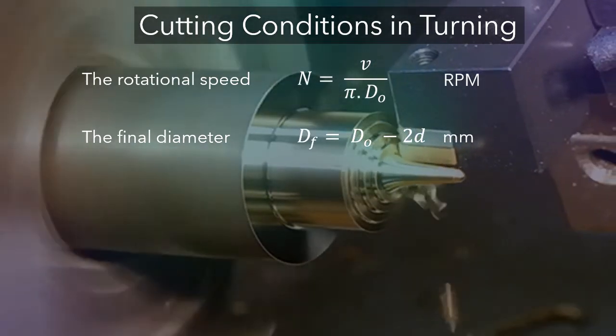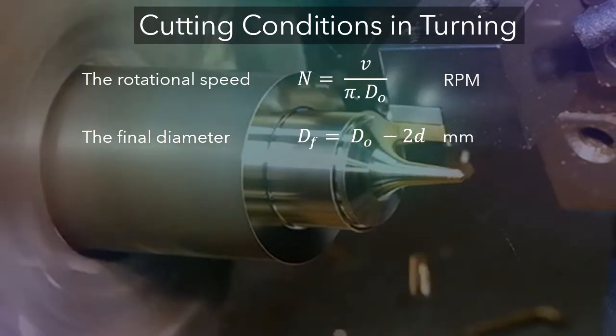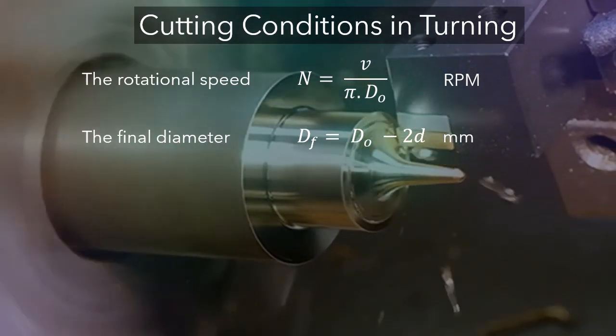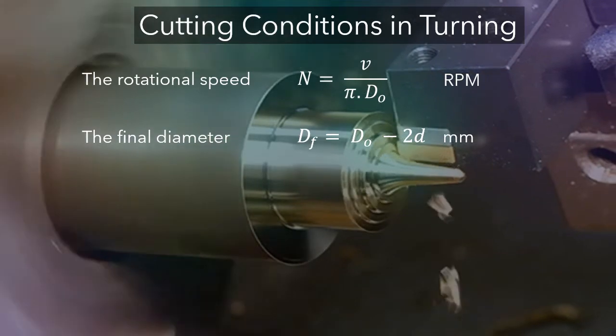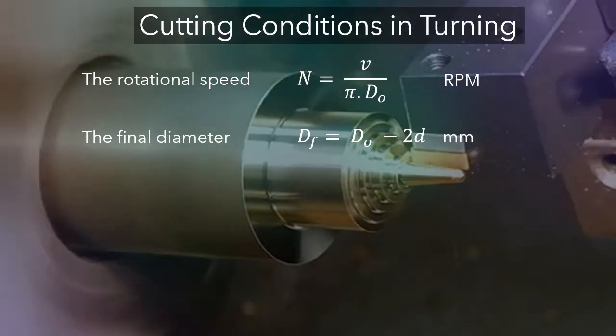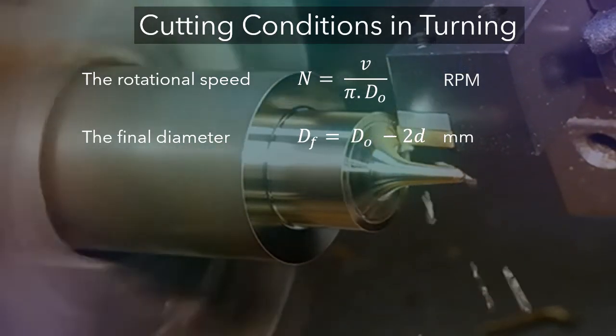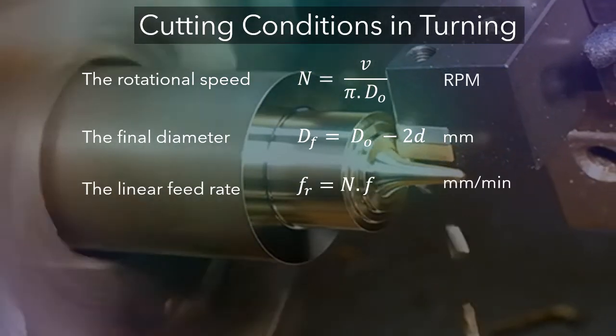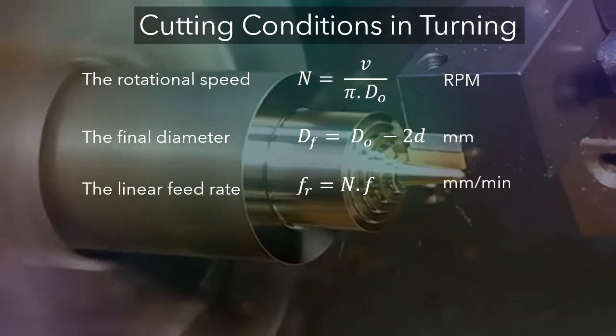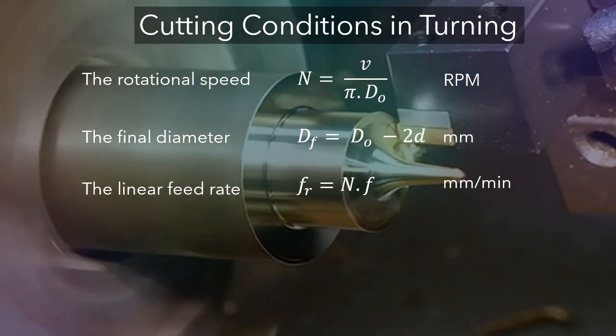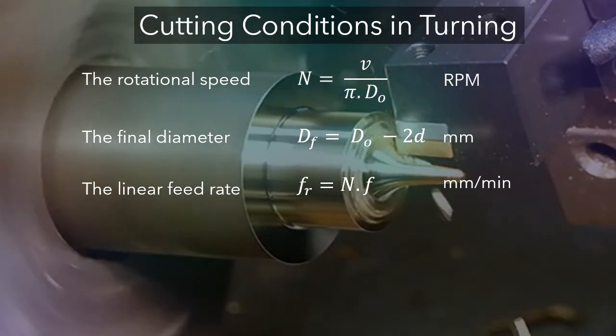The feed in turning is generally expressed in millimeters per revolution. This feed can be converted to a linear travel rate in millimeters per minute by the following formula. fr is the feed rate in millimeters per minute, and f is the feed in millimeters per revolution.